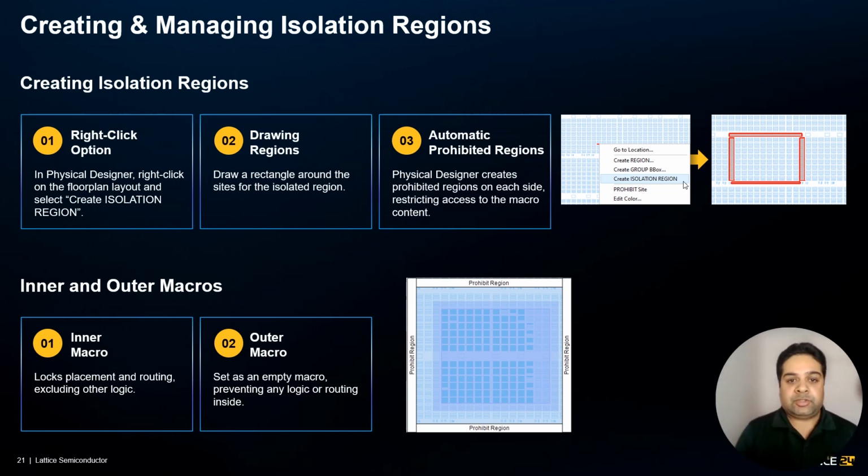These steps are crucial for ensuring that your isolation regions are properly defined and managed, maintaining the integrity and security of your FPGA design. By following these guidelines, you can effectively isolate critical design blocks and control signal access, further enhancing the reliability of your designs. More information on creating and managing isolation regions can be found in the Radiant Help document.